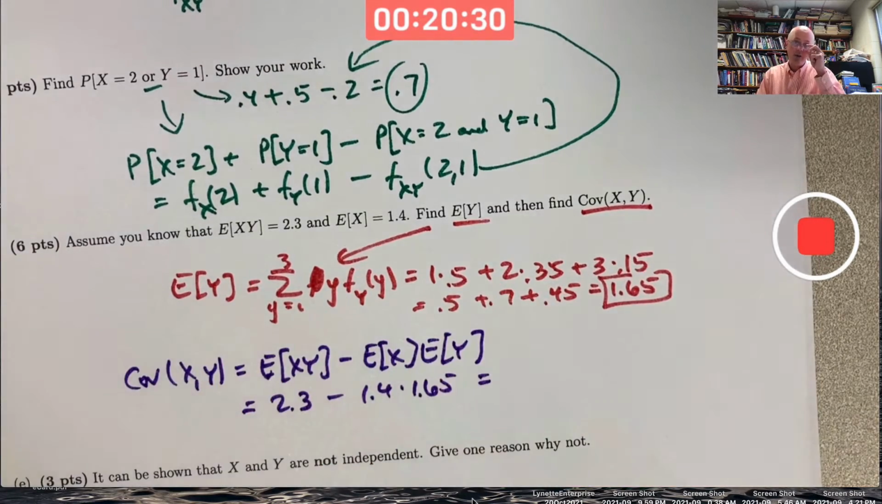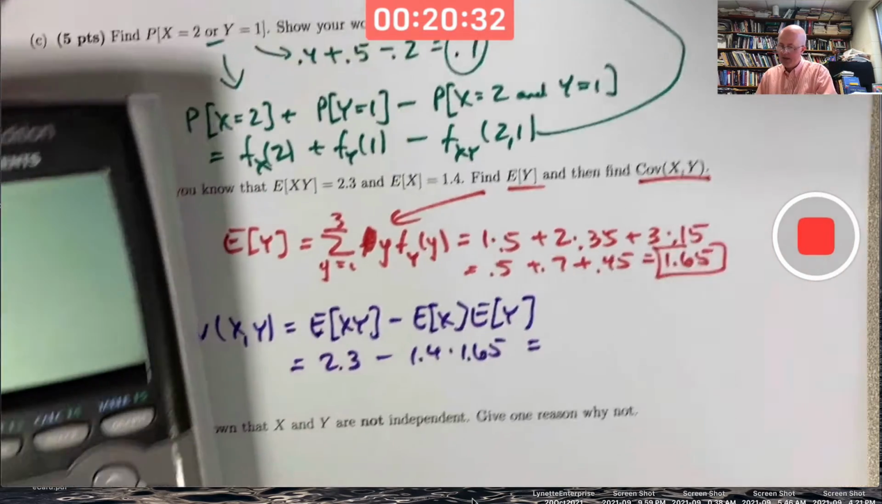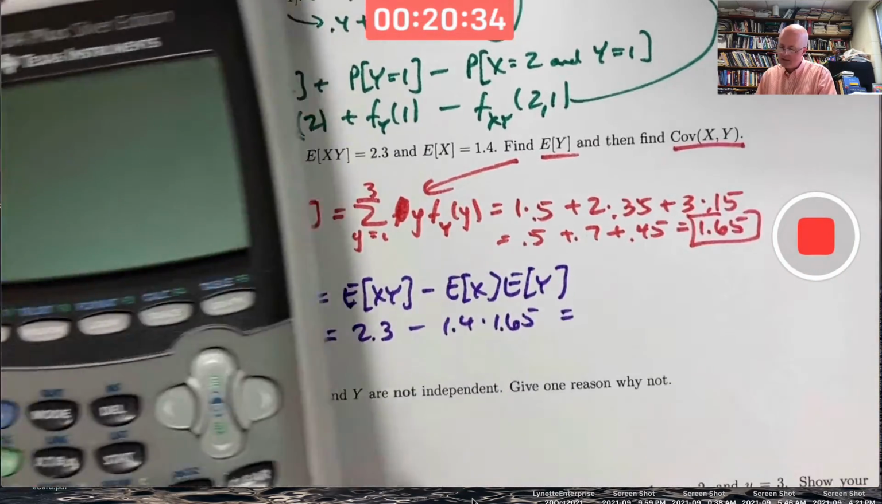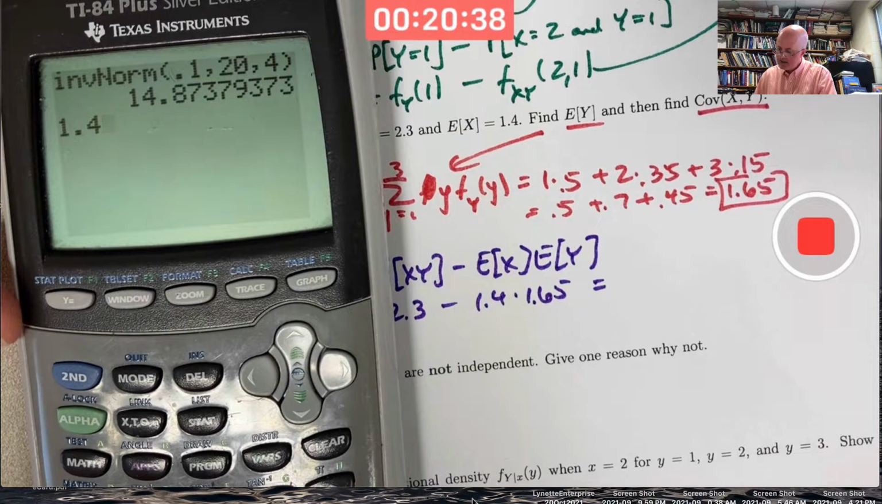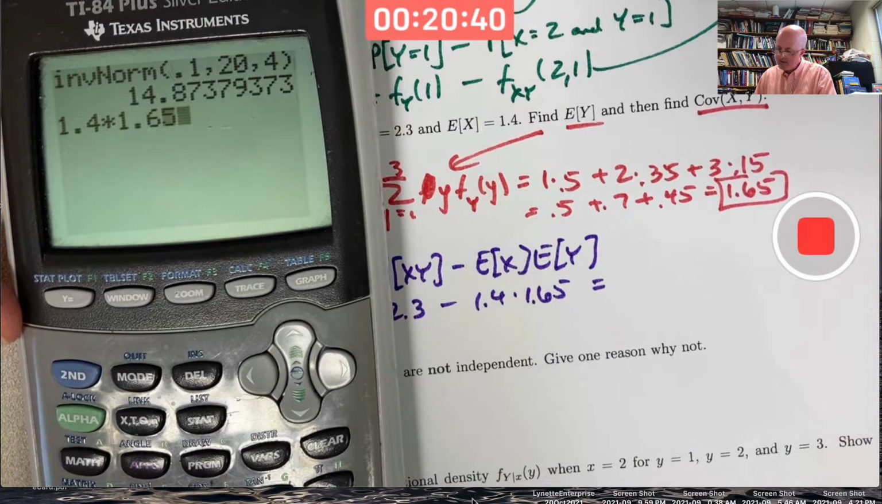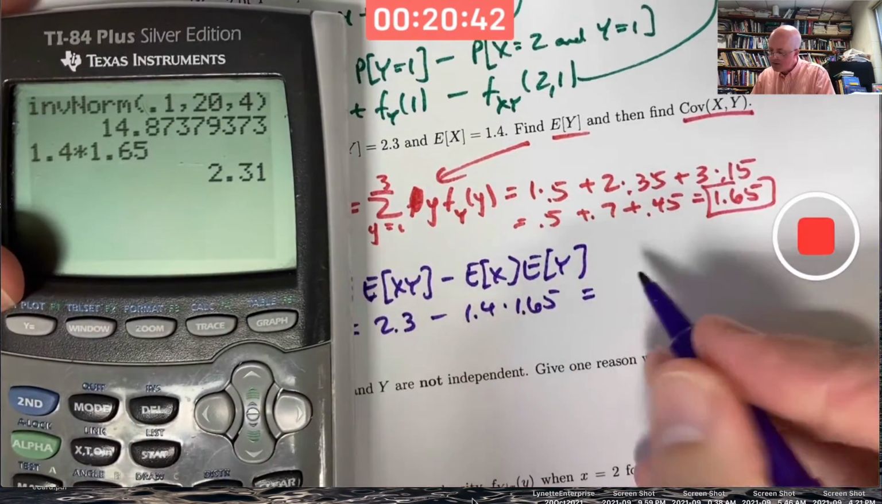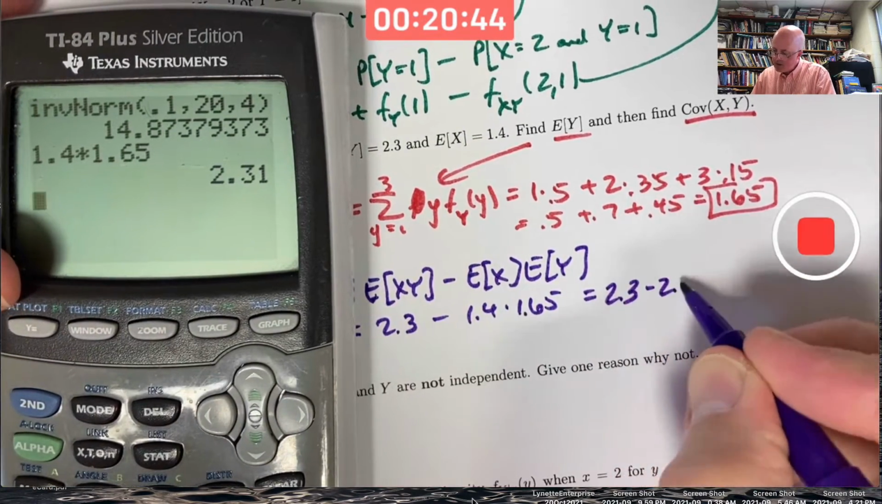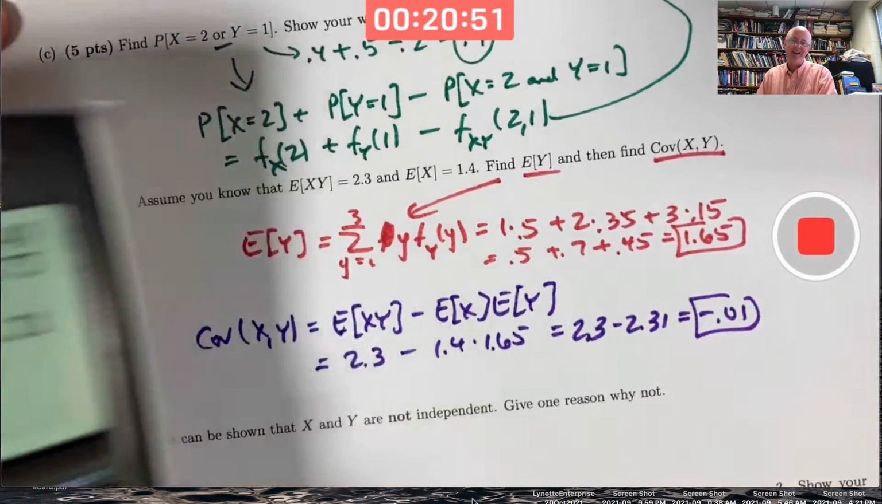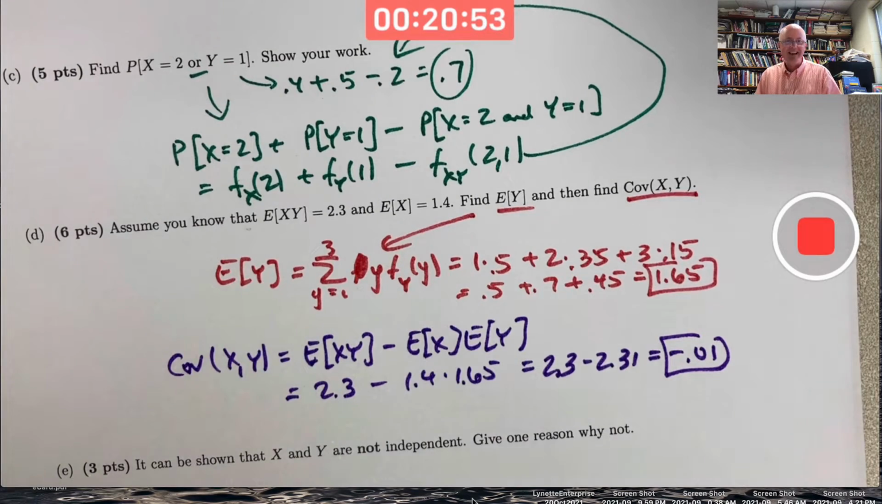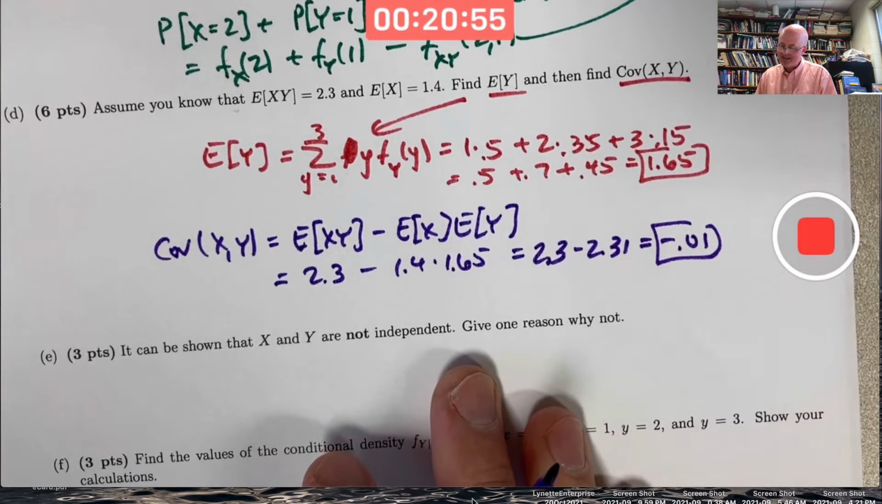Unlike variances, covariances can be negative. Is this one or not? It's hard to tell at first here. 1.4 times 1.65 is 2.31. We got 2.3 minus 2.31. It is negative. It's negative 0.01 and oh, so close to 0. That's pretty strange maybe that it's so close to 0.